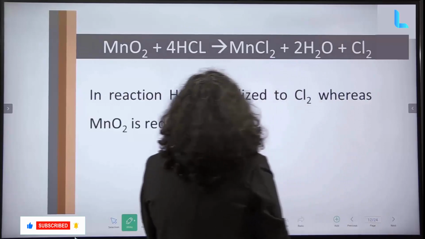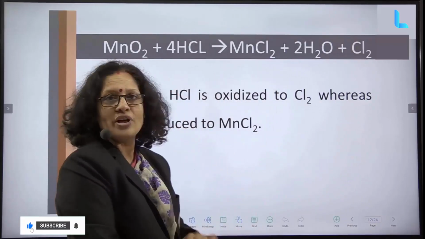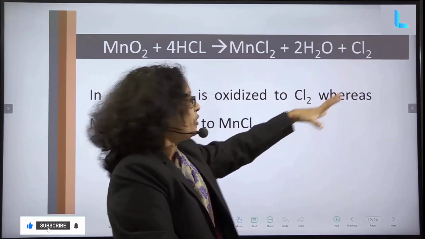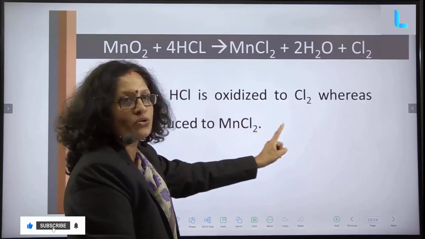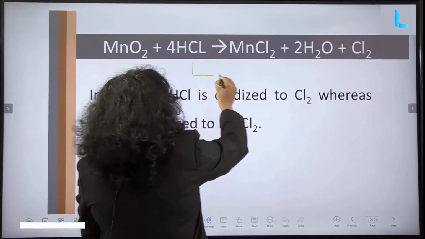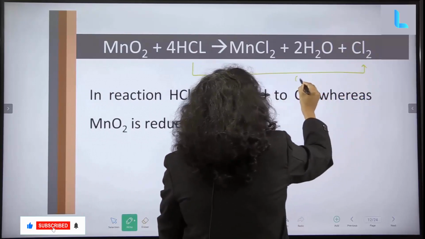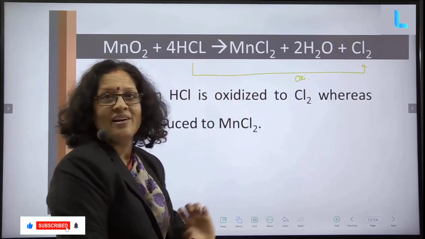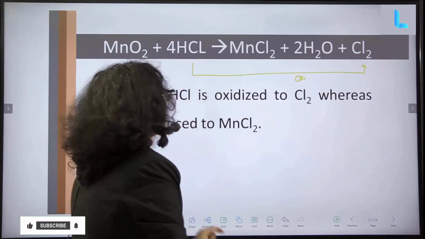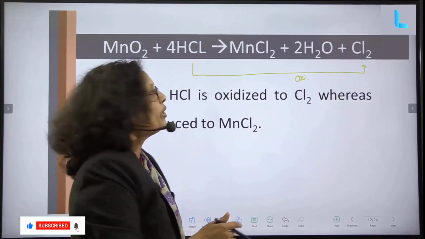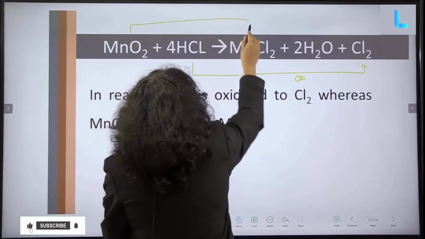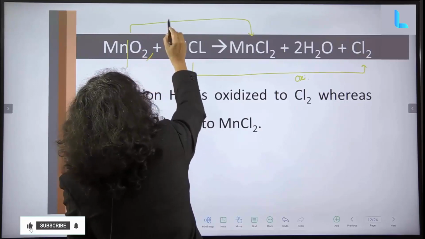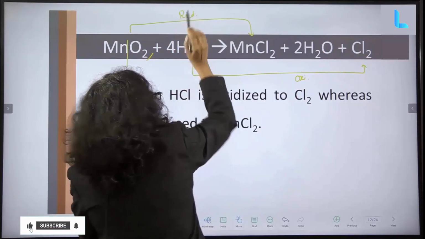Okay. Like this, we are talking now about another reaction. Here manganese oxide reacts with hydrochloric acid, gives manganese chloride, water and chlorine. In this process HCl is oxidized to chlorine. What is happening? HCl is oxidized to chlorine. This is called oxidation. Why is this called oxidation? Because in HCl there is a loss of hydrogen to convert it to Cl2. Whereas MnO2 is reduced to MnCl2. Why? Because O2 is lost from here. So O2 is lost, meaning loss of oxygen is reduction.